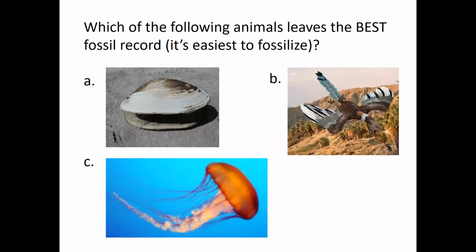So of these three organisms, which of the following animals leaves the best fossil record? In other words, it's the easiest to fossilize, so we find a very abundant number of fossils of that organism.